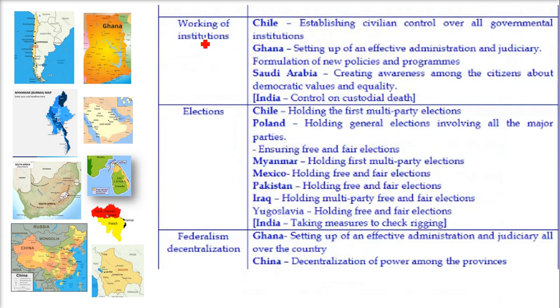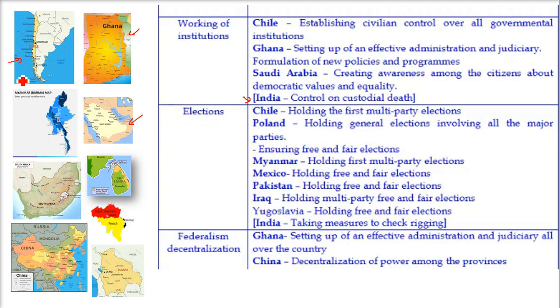Coming to the working of institutions, in Chile, establishing civilian control over all government institutions. In Ghana, it was setting up of an effective administration and judiciary, formulation of new policies and programs. In Saudi Arabia, it was creating awareness among the citizens about democratic values and equality. Of course India, we have the control of custodial deaths.